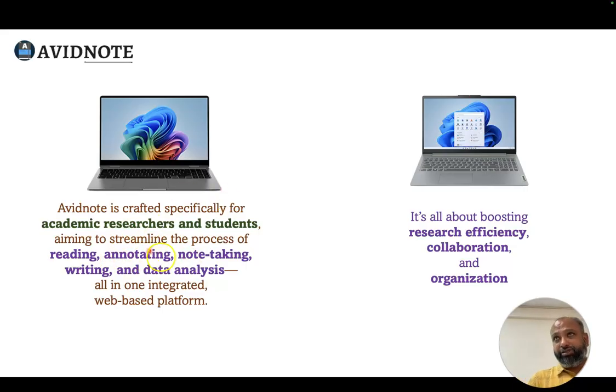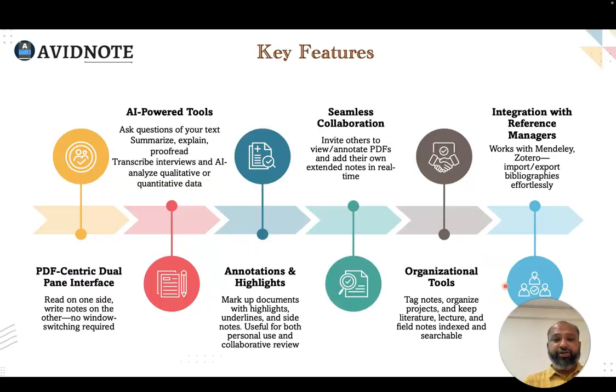And we can do annotation. Annotation means we can highlight important points, note important points, and in parallel take notes. This kind of annotation and note taking, and we can also do data analysis partially with this. So this is the way this tool helps the researcher as part of AI-powered research. It's boosting research efficiency and collaboration in organizations. This is the main purpose for which we use Avidnote.